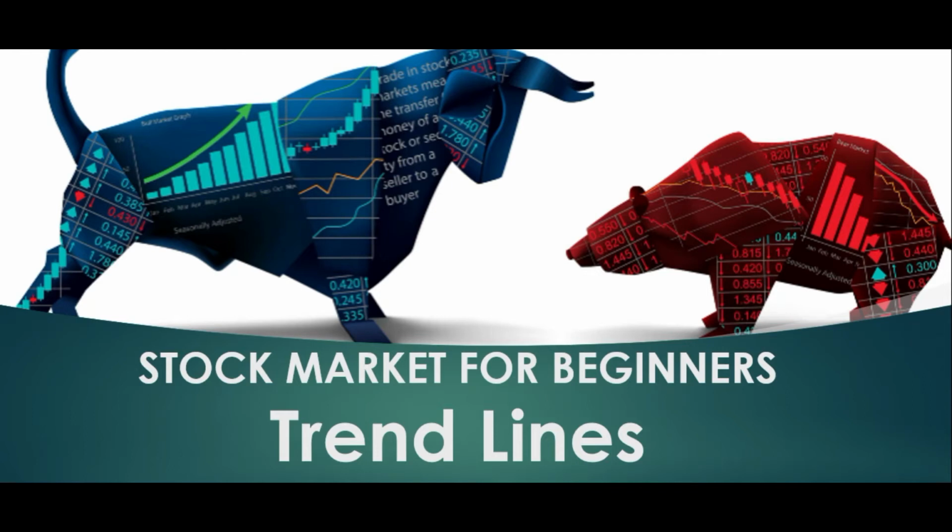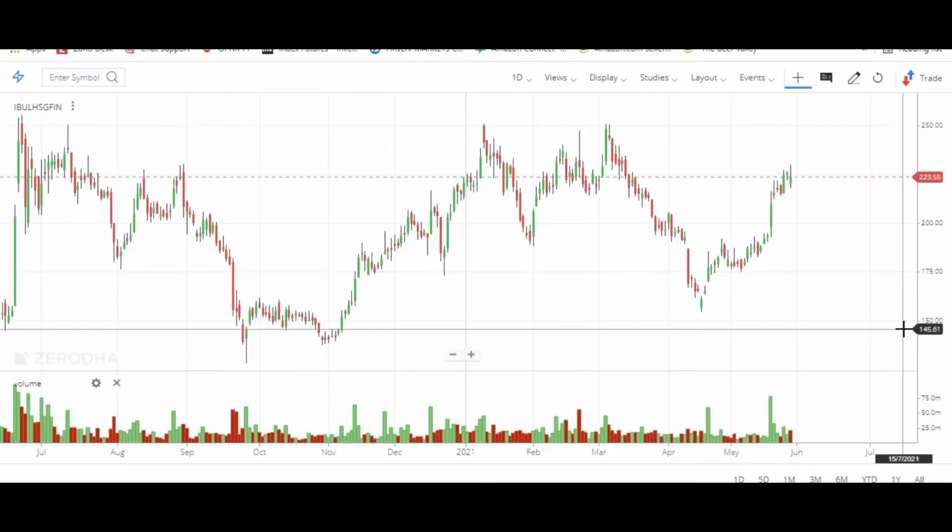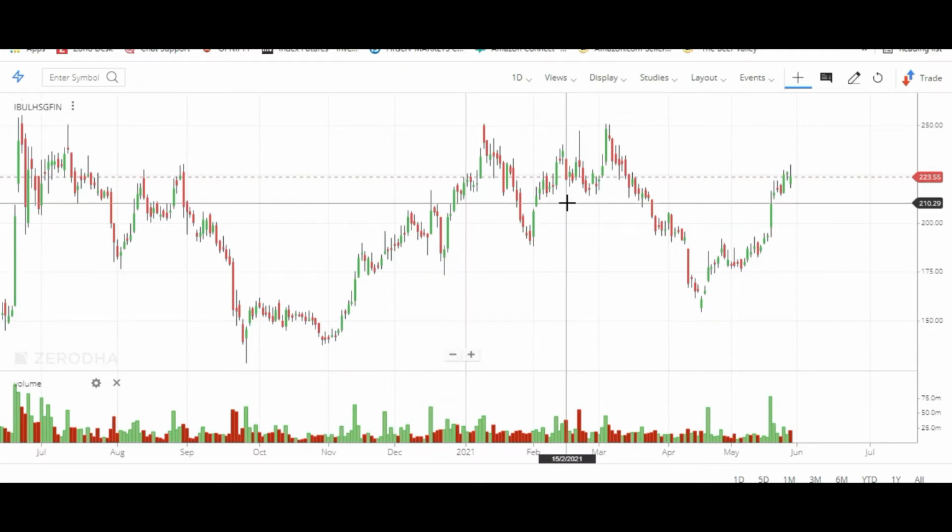In this video we will be talking about the trend lines. Alright, let's quickly get into the topic. So here we are looking at India Bulls housing finance chart.